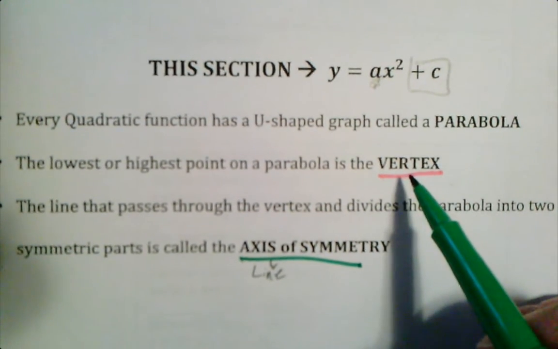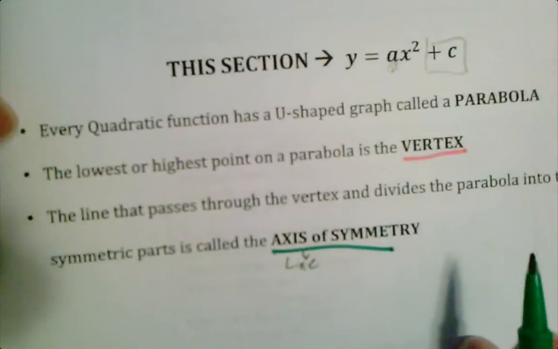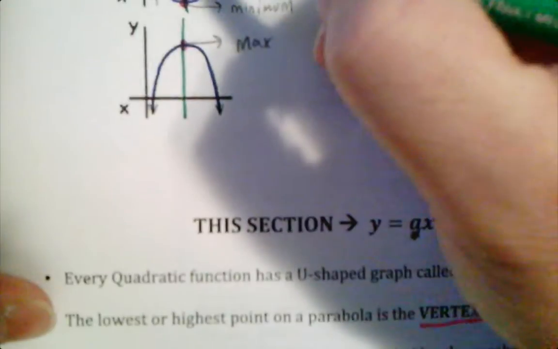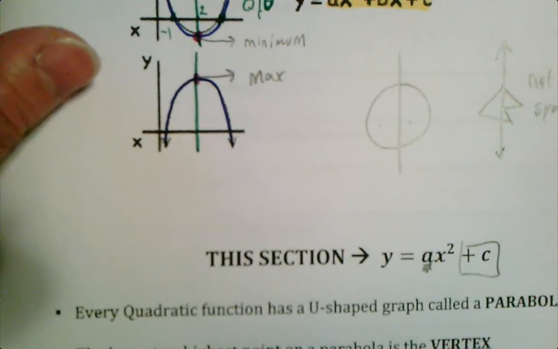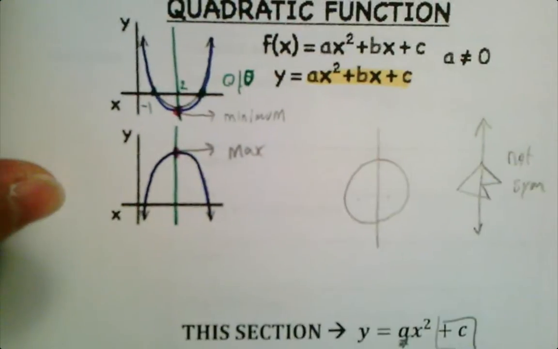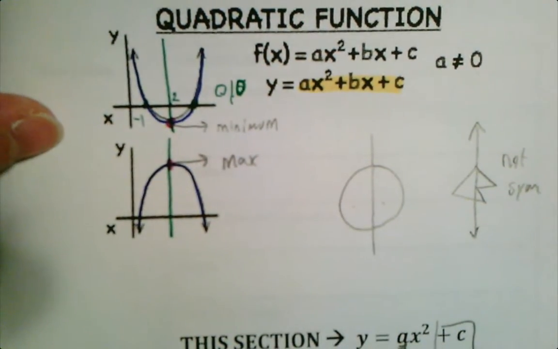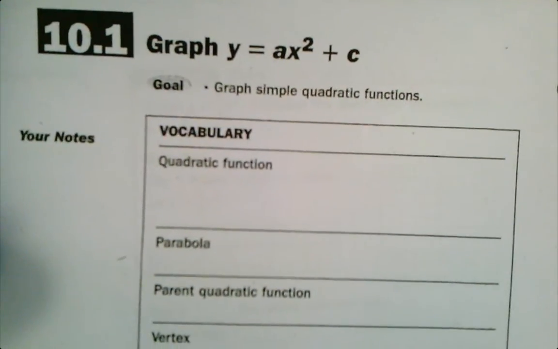The vertex is the minimum or maximum at the very top or bottom of your parabola. And then the really important line of symmetry, which we'll learn in 10.2 how to figure more out about. But that line of symmetry is really, really crucial when we're graphing these quadratic parabolas. Okay, so let's turn the page here and actually start some of these examples.